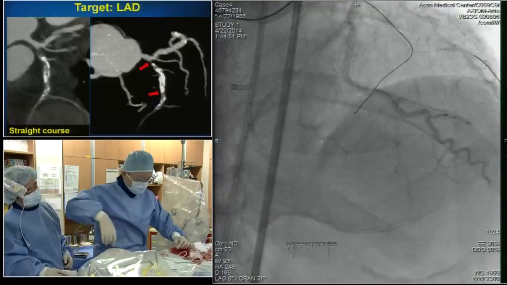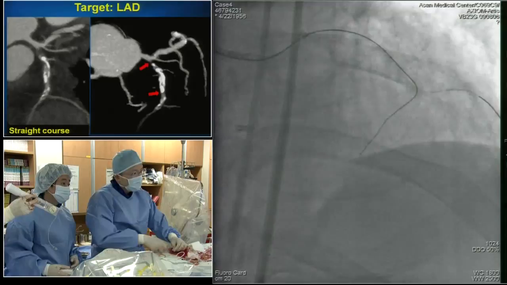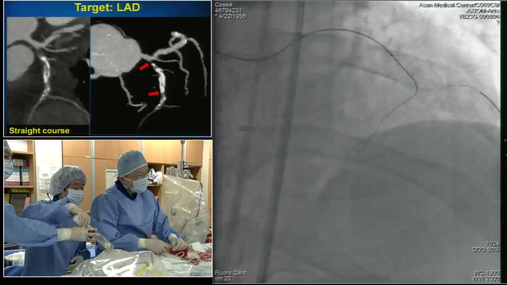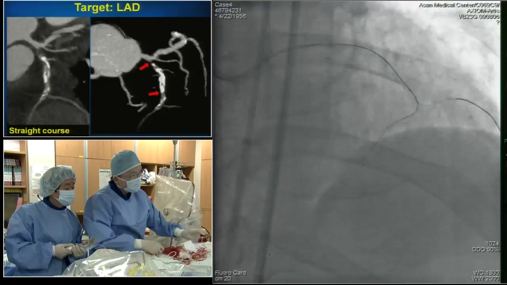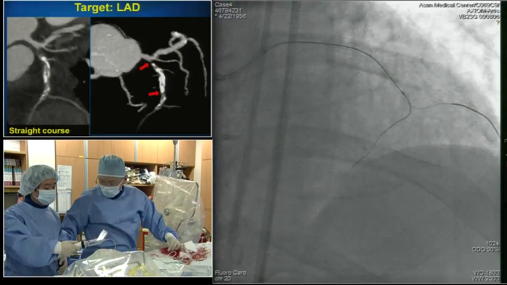Still not. Okay. So deflate the trapping balloon. Oh, very resistant. Very, very resistant. Balloon can't cross. I try Corsair. Give me a 135 Corsair.